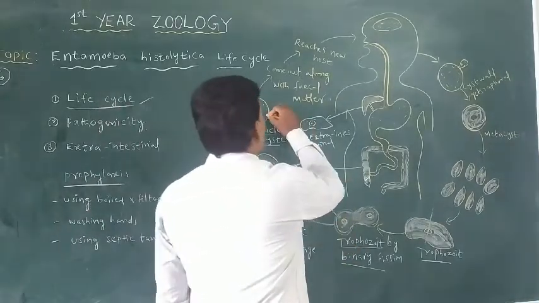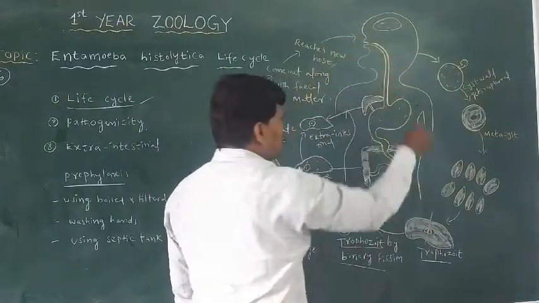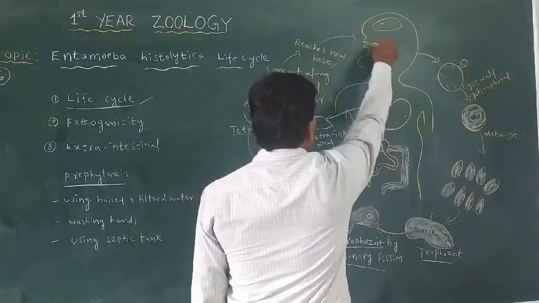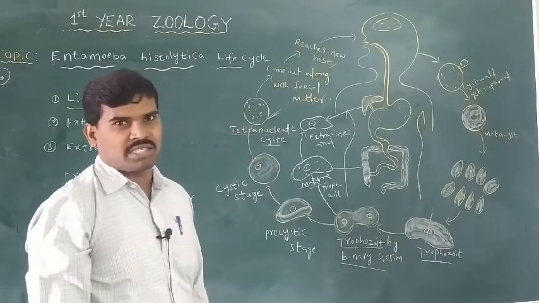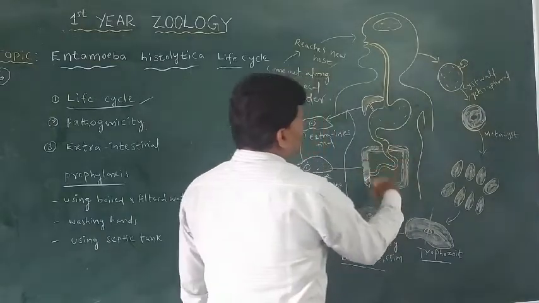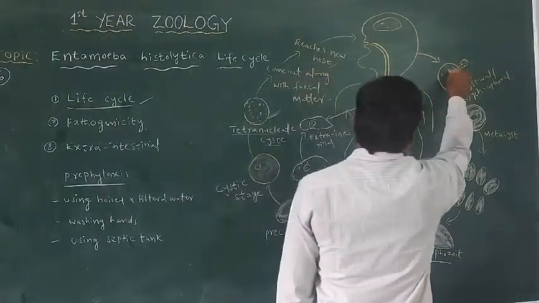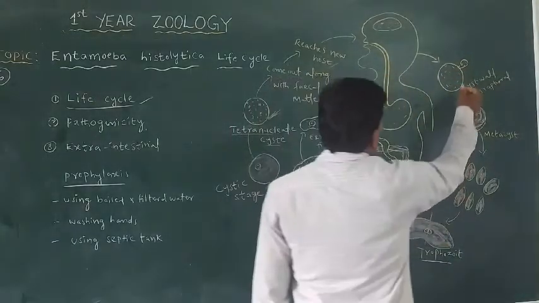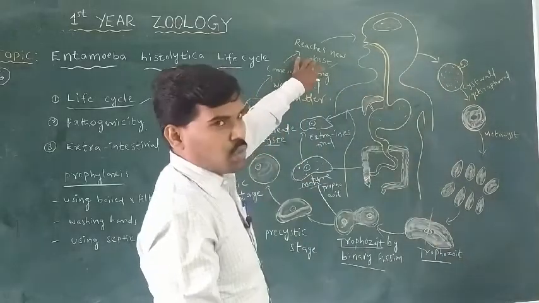So the tetranucleate stage reaches the new host, the new human being, and finally reaches the intestines, the small intestine. Inside the small intestine, the tetranucleate stage enters the new host.